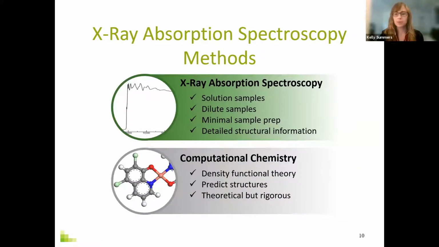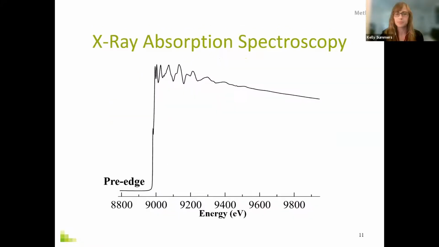We typically couple X-ray absorption spectroscopy with computational chemistry, specifically density functional theory, and we use this to predict our structures. And this is typically considered a theoretical approach, but it can be a very rigorous one. And I just wanted to clarify some nomenclature. I know there's a few different ways that people talk about the same thing within the field, unfortunately. So I just want to show you what we use.